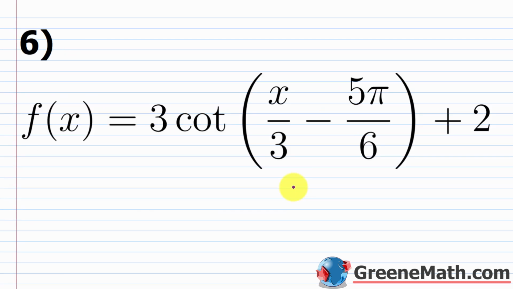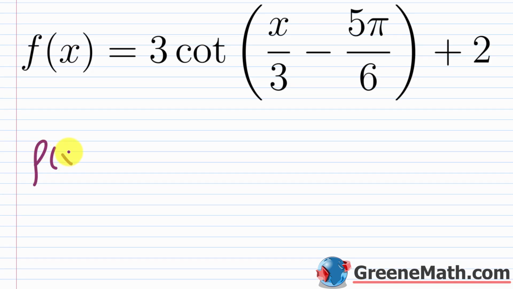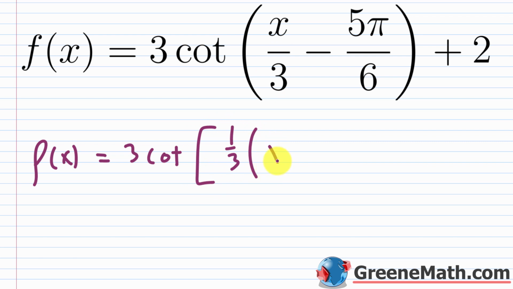All right, let's take a look at problem 6. So we have f of x equals 3 cotangent of x over 3 minus 5 pi over 6, and then plus 2. The first thing I'm going to do is just get the information. So f of x equals 3 cotangent of, let me just pull this out. So 1/3 times, you can have x and then minus. Again, I want to undo multiplication by 1/3. So that means I need a 3 here. So I'm going to go 3 times 5 pi over 6. This 3 would cancel with the 6 and give me a 2 down here. So let's put 5 pi over 2. So 5 pi over 2. And then close this down and then plus 2.